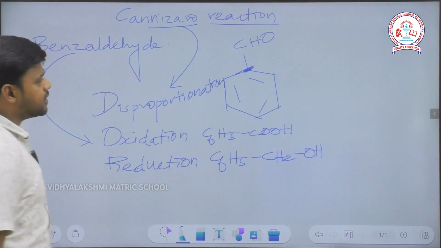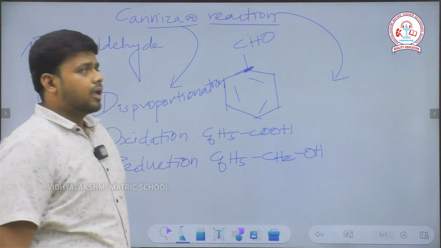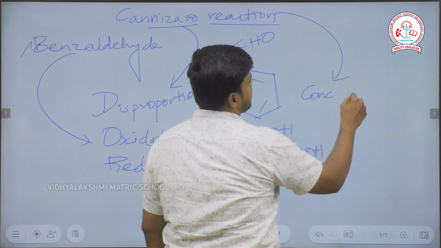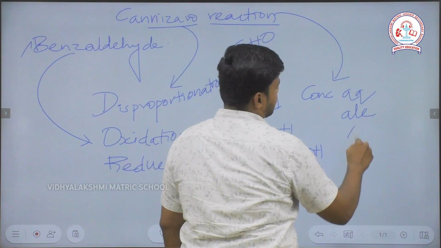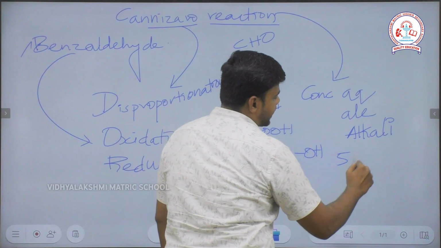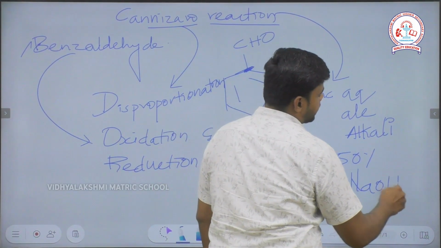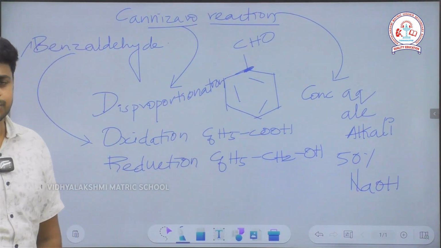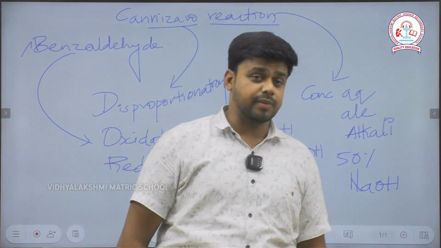The other thing regarding this Cannizzaro reaction is that the reaction takes place in the presence of concentrated aqueous or alcoholic alkali. So probably I would take 50% NaOH. This will be more convenient for me to perform this Cannizzaro reaction, so that we will get the oxidized product as well as the reduced product. So this is the overall content regarding the Cannizzaro reaction mechanism.